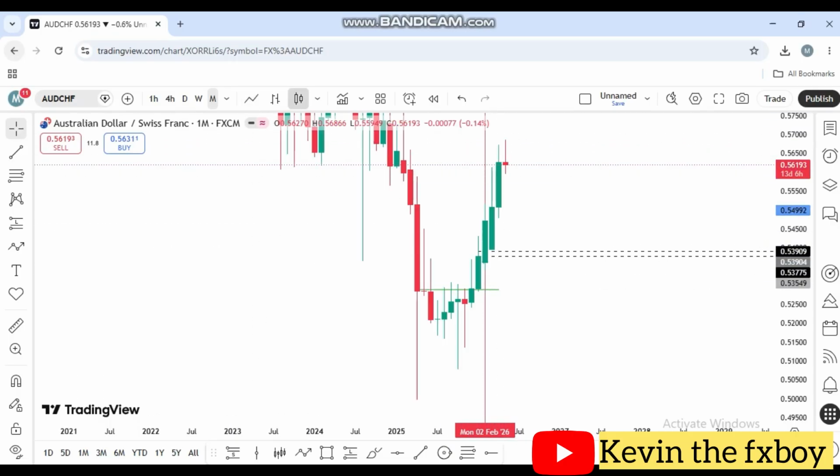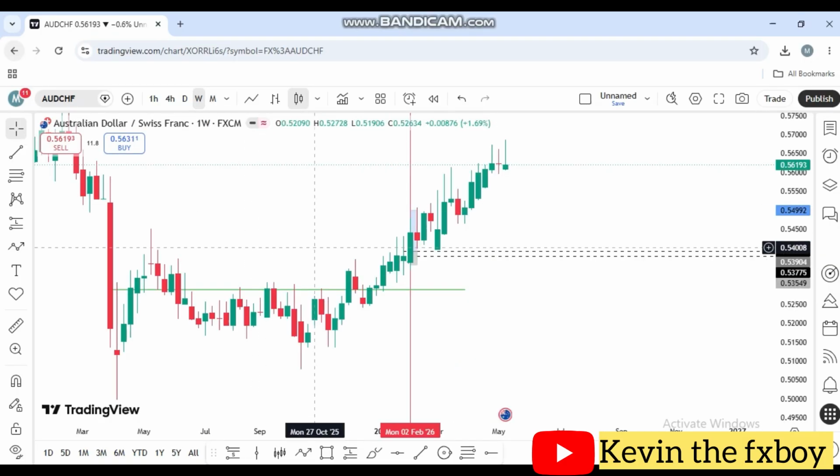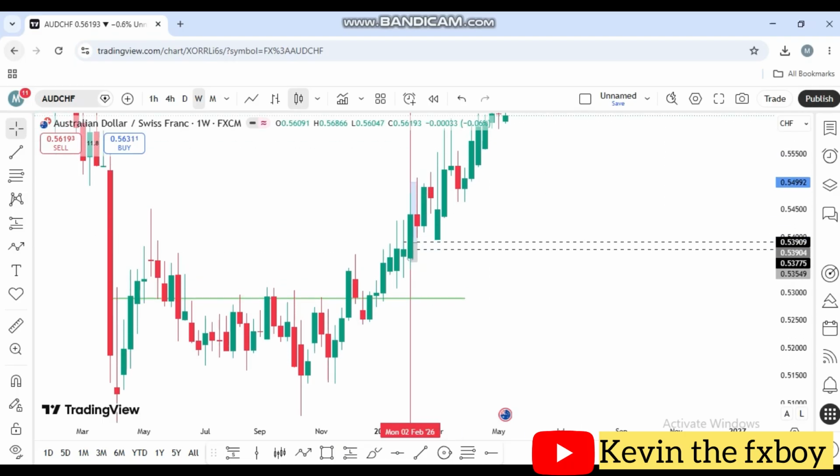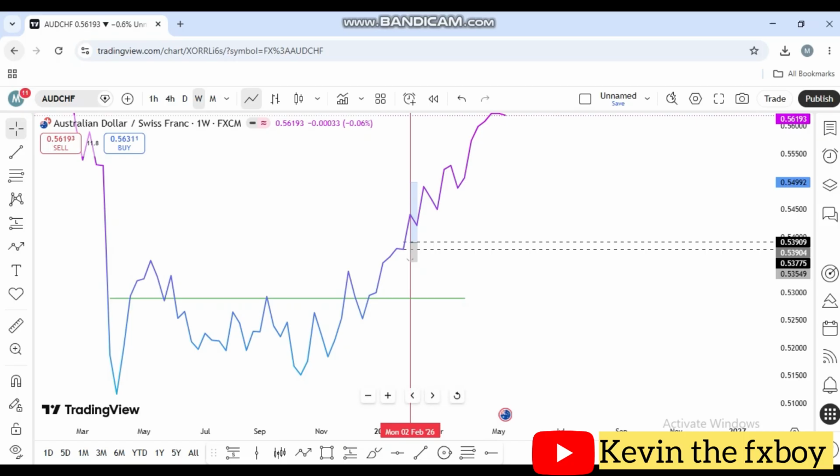So what I did was go down one time frame lower, from the monthly to the weekly. And on the weekly here, we had this zone. This right here is a support. You can see this is now a support here. This zone.